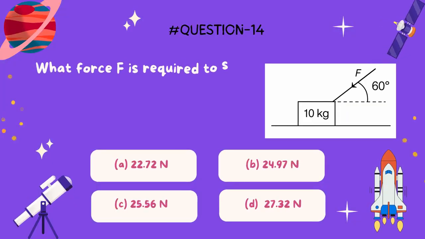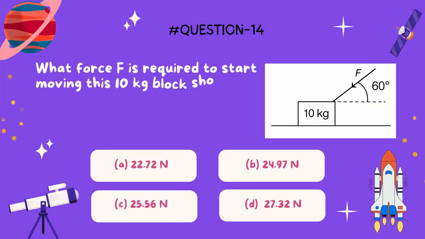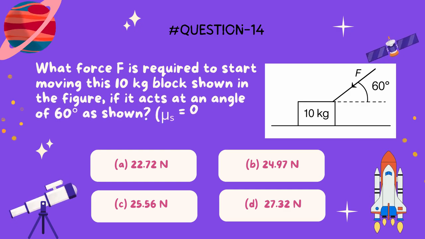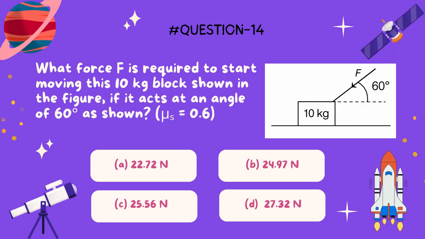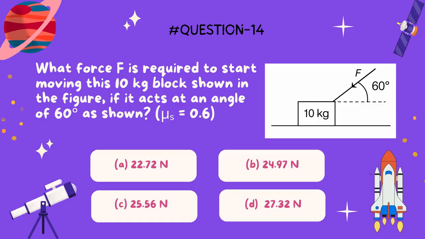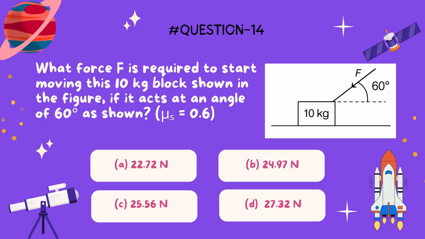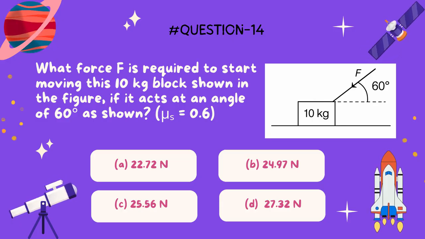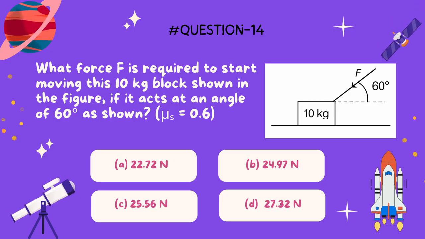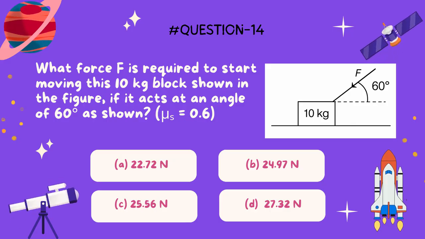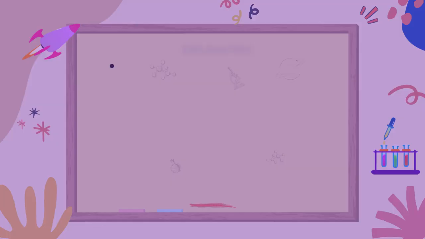14. What force F is required to start moving this 10 kg block shown in the figure, if it acts at an angle of 60 degrees as shown? A. 22.72 N. B. 24.97 N. C. 25.56 N. D. 27.32 N. Correct answer: none of the options is correct.